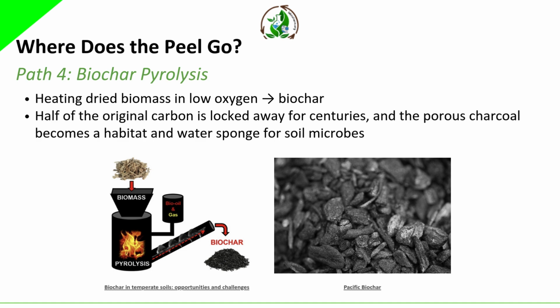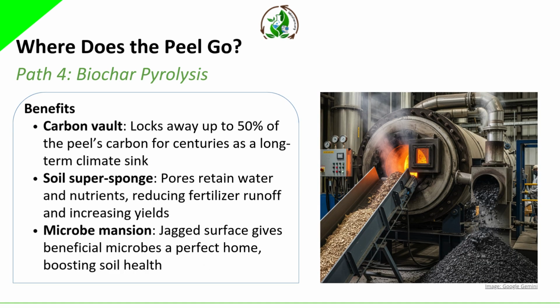Biochar also improves soil by holding water and nutrients and providing a habitat for microbes. You can think of biochar as little charcoal sponges in the soil. It's one of the most climate-friendly pathways because it actively removes carbon from the short-term cycle and puts it into long-term storage. Biochar has three big benefits.